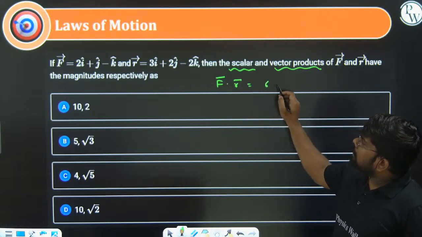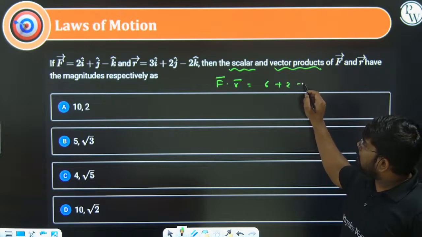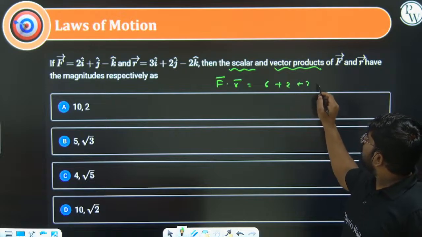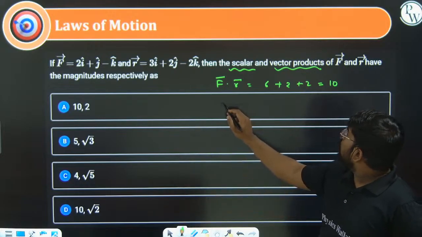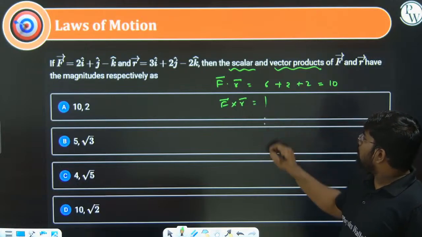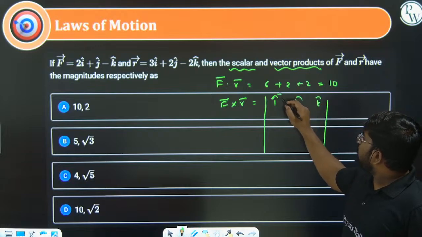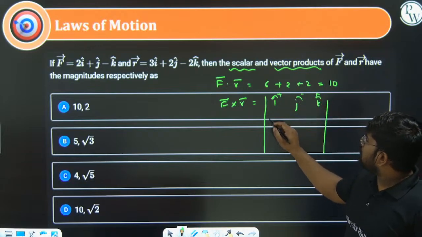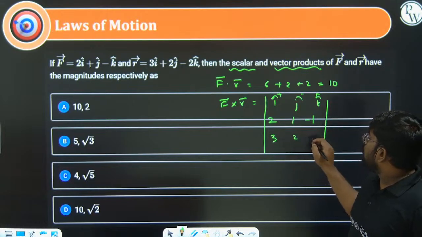We have to multiply x with x, then y with y, then z with z. Then it is coming out to be 10. So 10, there are two options. Then you have to do the cross product F cross R. How to do the cross product? You have to build a 3 cross 3 matrix, i, j, k, with signs plus, minus, plus. First you have to fill in the first vector 2, 1, minus 1, then 3, 2, minus 2.